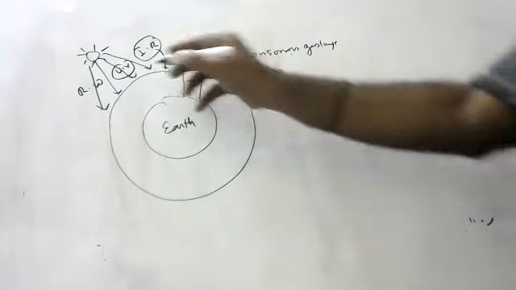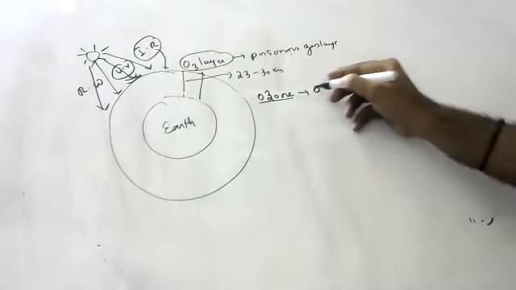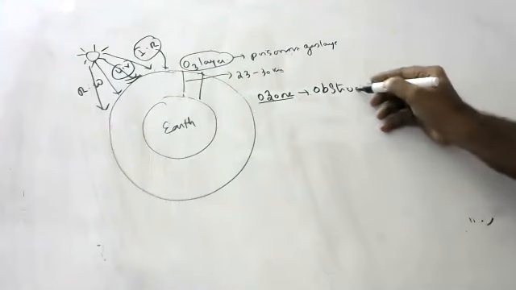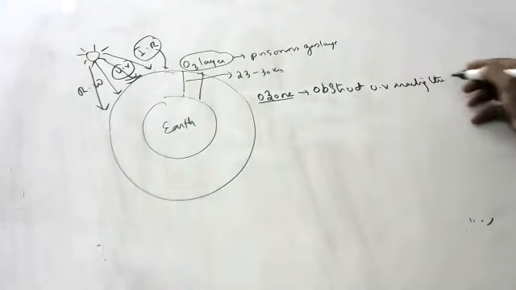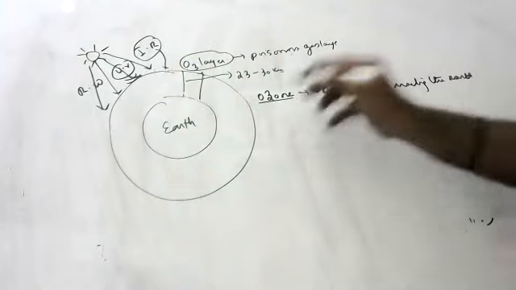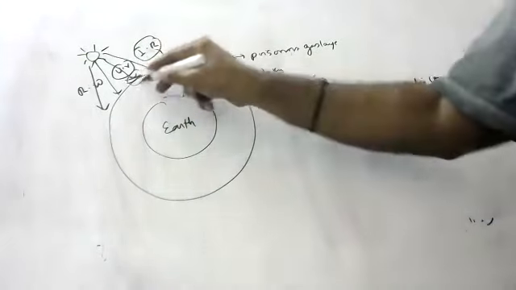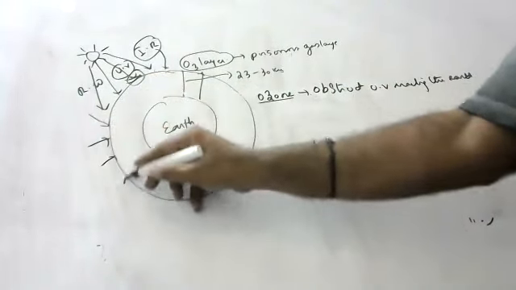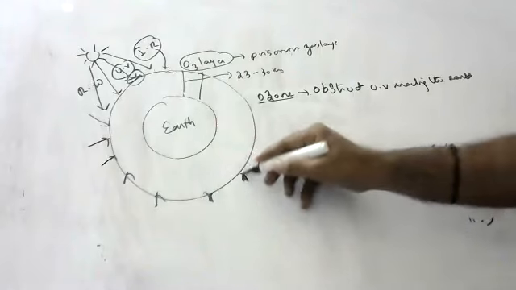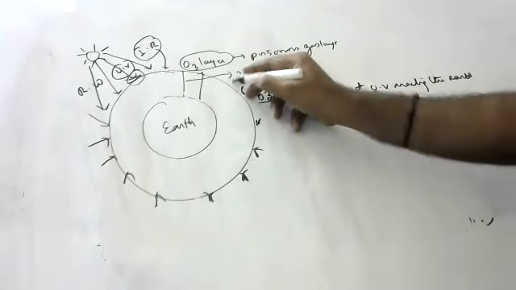The ozone layer obstructs UV rays from reaching the Earth. Ozone layer function: what is the function of the ozone layer? It obstructs. It will not allow UV rays to reach the Earth.